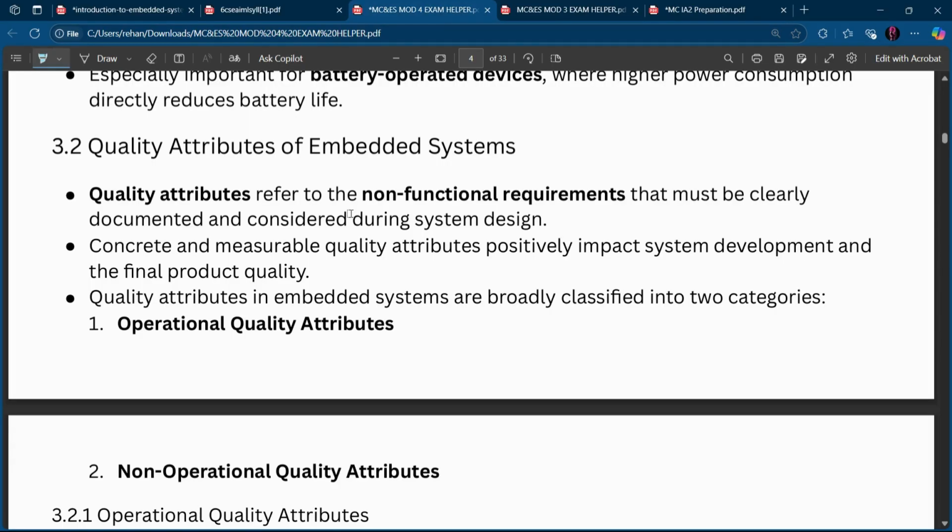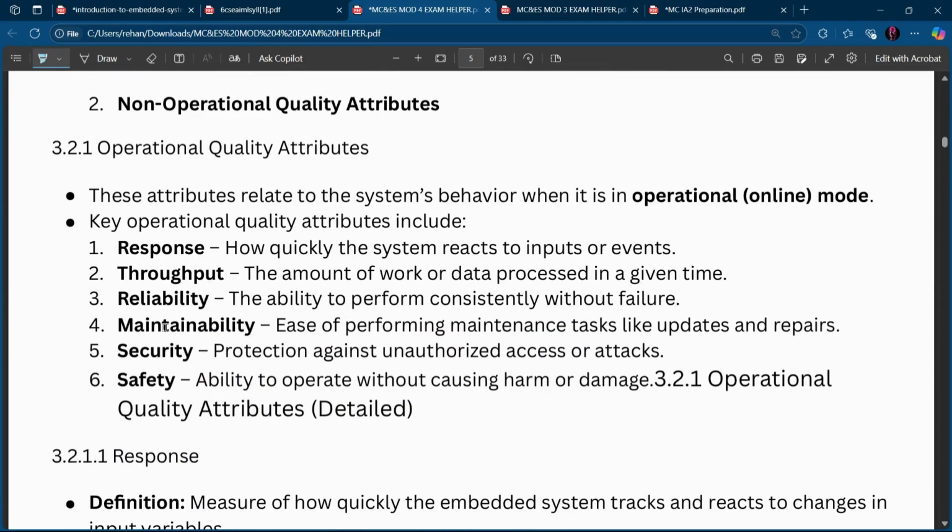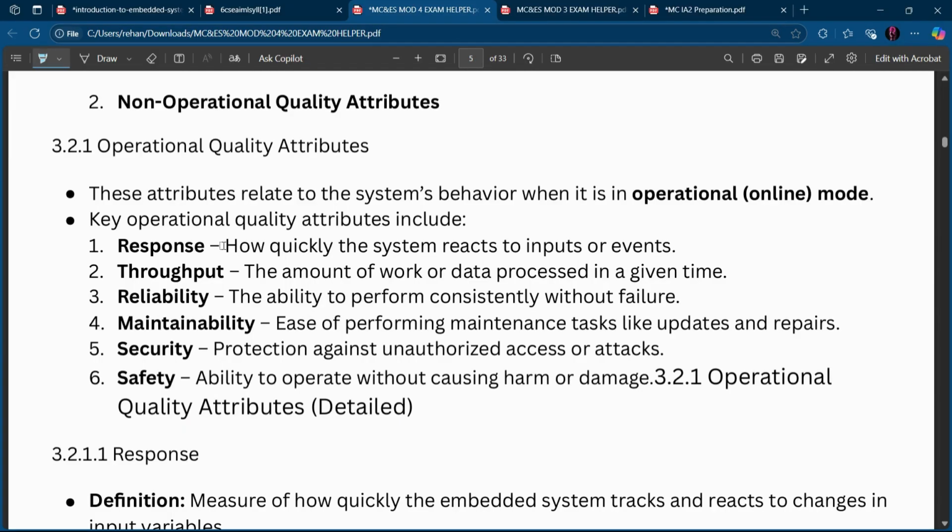Quality attributes refer to the non-functional requirements that must be clearly documented and considered during a system design. There are two types, and we will see a small definition of each, which we have prepared. Response: how quickly the system reacts to the inputs or event. The same thing we understood in the previous video, talking about the car accident.